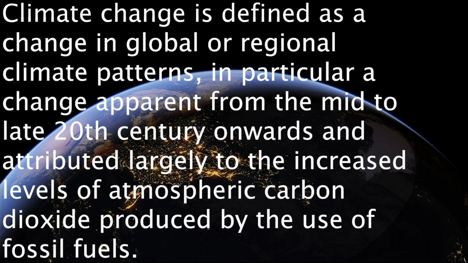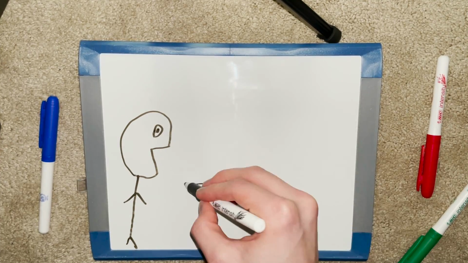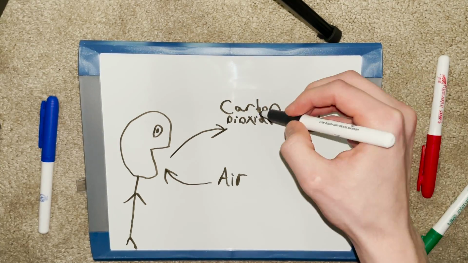Climate change is defined as a change in global or regional climate patterns, in particular, a change apparent from the mid to late 20th century onwards and attributed largely to the increased level of atmospheric carbon dioxide produced by fossil fuels. Let me explain. Humans and other living organisms breathe in air and produce carbon dioxide, or CO2.